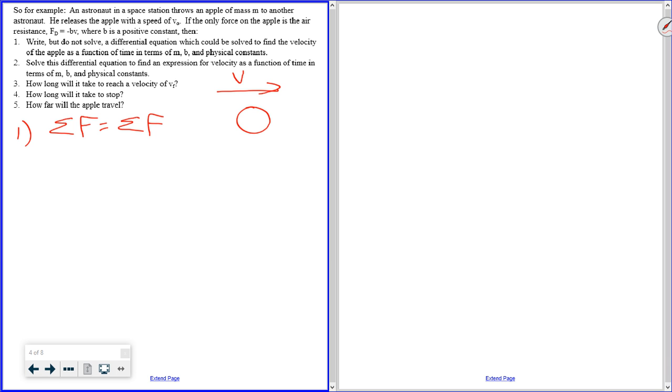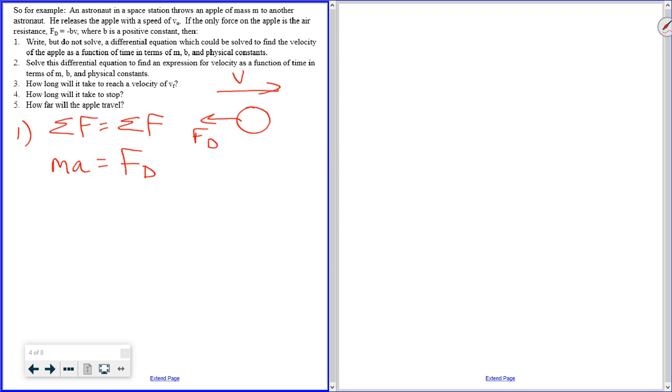This is the drag force, the air resistance. Which way does it point? It resists the motion, right? It drags the thing back. So here's my drag force. So net force equals net force becomes mass times acceleration equals, in this one, it's just drag force.